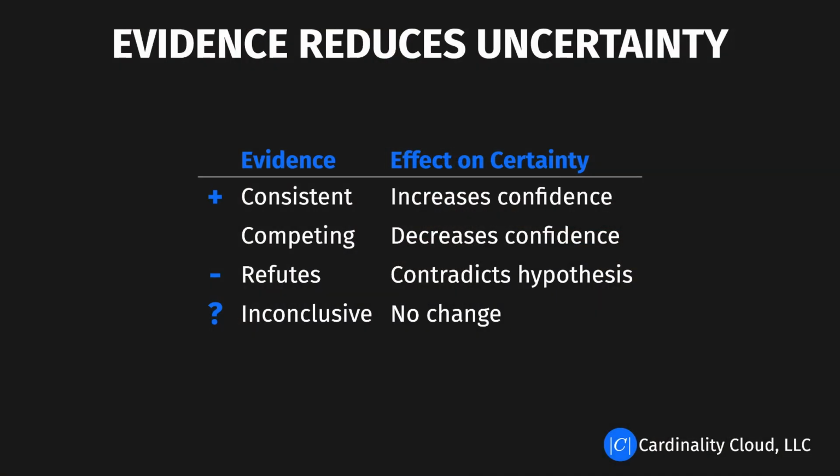Evidence affects certainty in 4 different ways. It can be consistent with the hypothesis and increase our certainty. It can be competing to our hypothesis and suggest a different cause, but not enough evidence to refute the hypothesis. It could well be the next bit of evidence that refutes the hypothesis. Also, it could be just inconclusive, something that happened at the same time but not related.